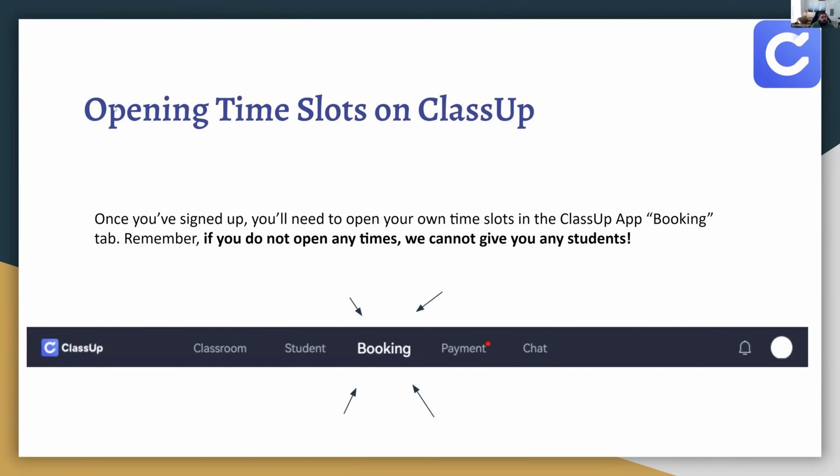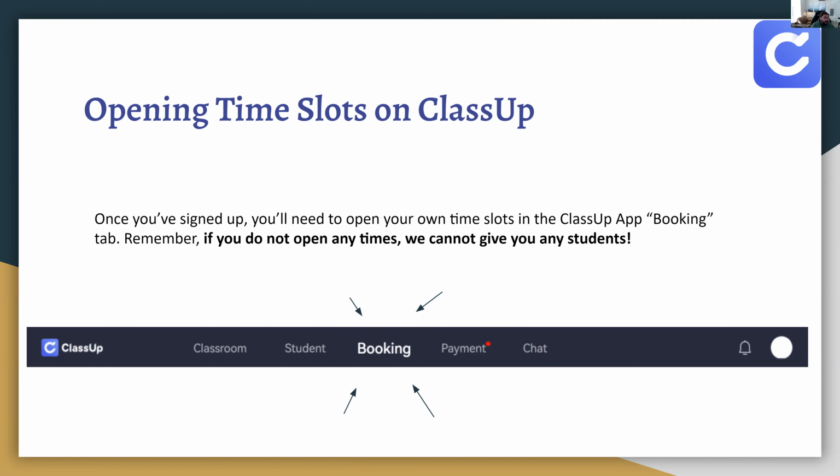Today's first topic will be opening time slots on your ClassUp calendar. You can access your calendar from the booking tab, which is the central tab on your ClassUp top bar. We do booking a little bit differently at ClassUp than some other companies you may be familiar with. Many other companies ask you to block times off your calendar when you are unavailable to work and assume that you are available at any time you have not blocked off.